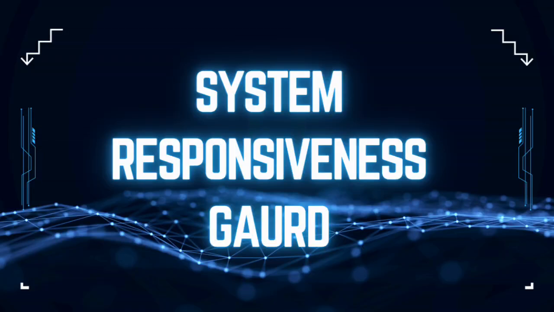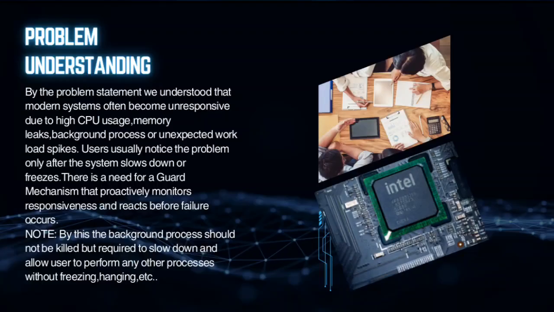The statement I took is System Responsiveness Guard. Let us go through the problem understanding first. By the problem statement, we understood that modern systems often become unresponsive due to high CPU usage, memory leaks, background processes, or unexpected workload spikes. Users usually notice the problem only after the system slows down or freezes.